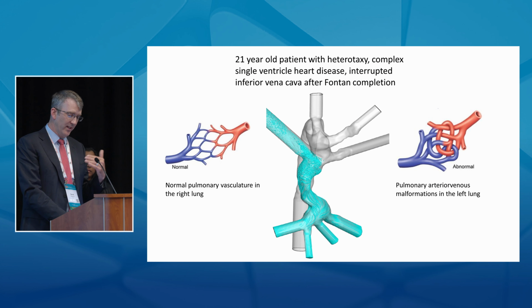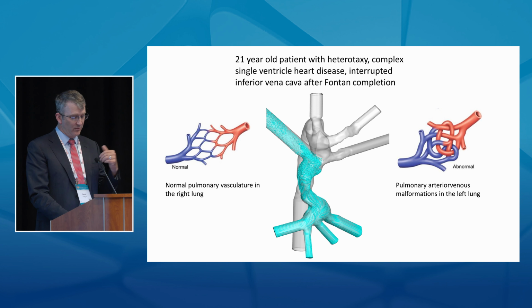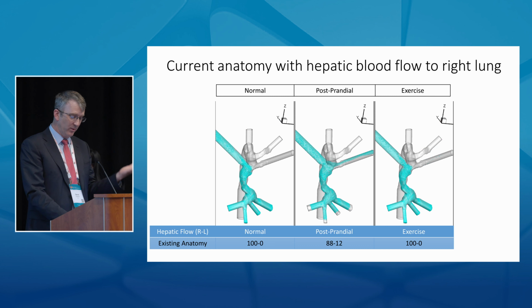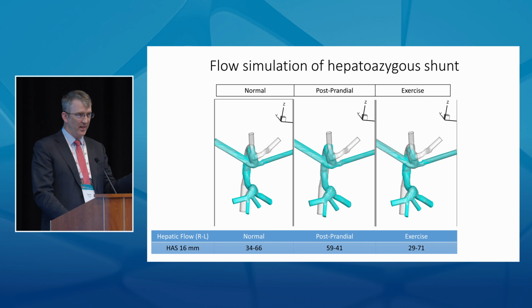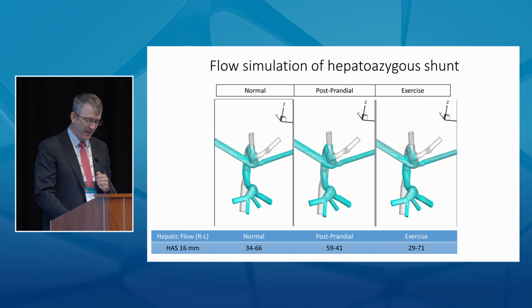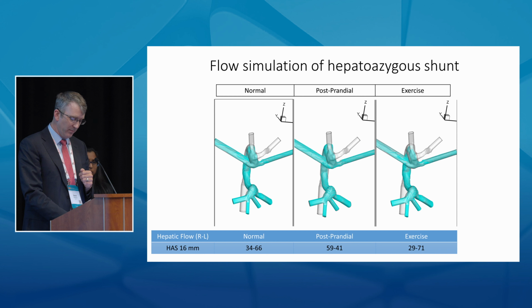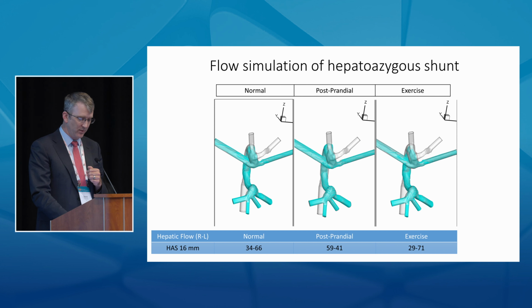This is a 21-year-old heterotaxy patient who had a Fontan completion, has all their hepatic venous flow going to their right lung. AVMs have developed in the left lung. We're able to show that by simulating several physiologic states, and then simulate a repair, in this case a hepatoazygous shunt, which achieved much better balance of hepatic venous flow. So really a phenomenal step forward compared to just trying to base all these decisions on historic experience.